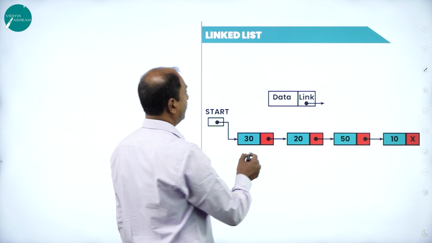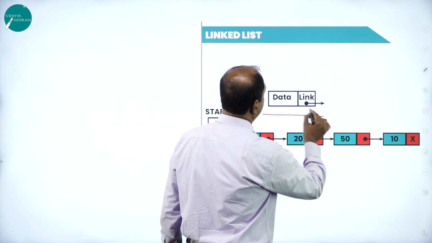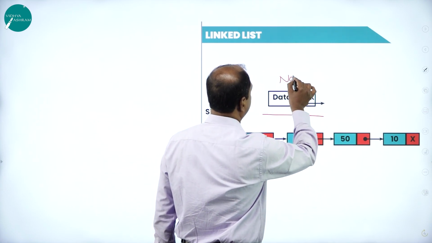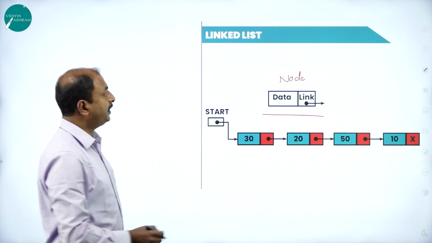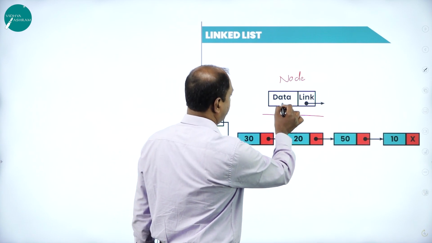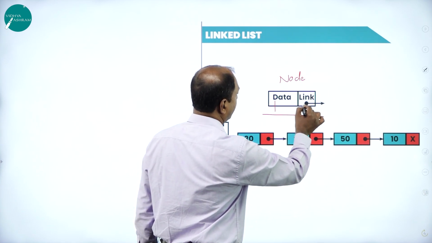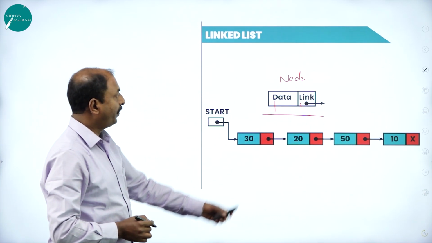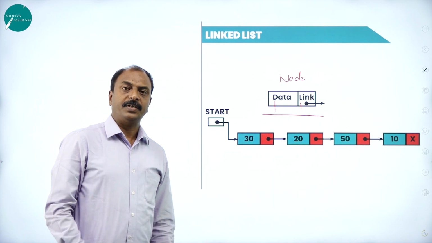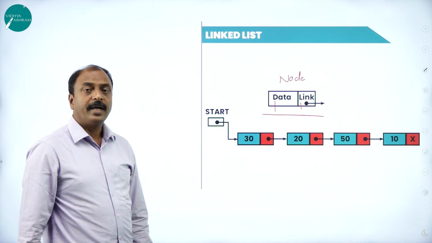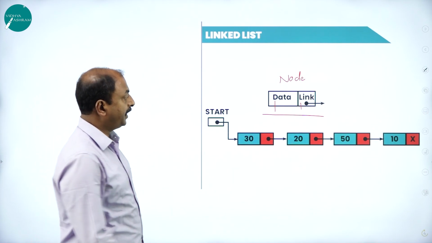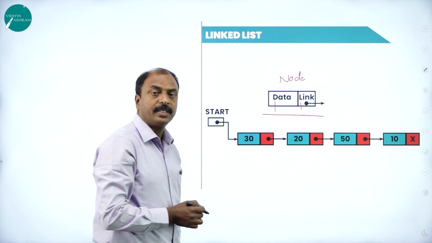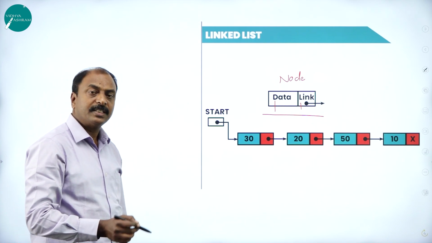So what is a linked list? It is a collection of nodes. This is one node. This is one node. As what you have seen, each node is divided into two parts. One is data field, second one is link field. So data field is the field where it contains information or the data, and the second field is called link. It contains the address of the second element or the next element.